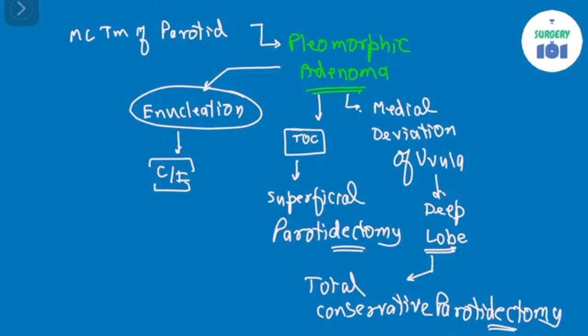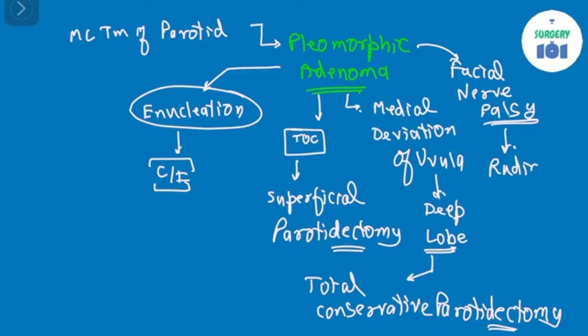Does it make sense? And finally, if there is a pleomorphic adenoma which comes to you along with a facial nerve palsy, anything indicating a facial nerve palsy, or let's say there is pain in the pleomorphic adenoma, it is basically trying to tell you that this is a malignant transformation, and here you have to go in for the radical parotidectomy. Does it make sense to you guys? I'll just revise it for you.